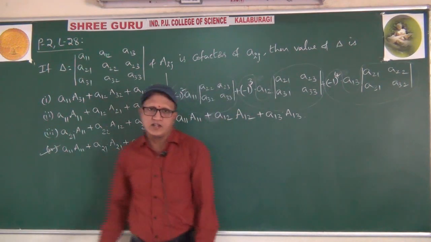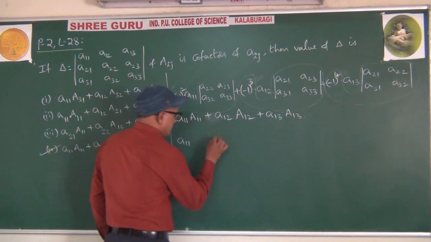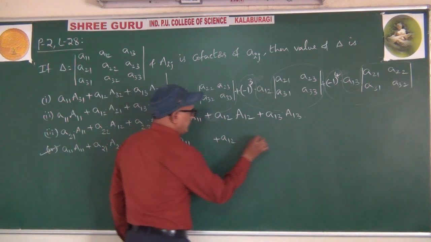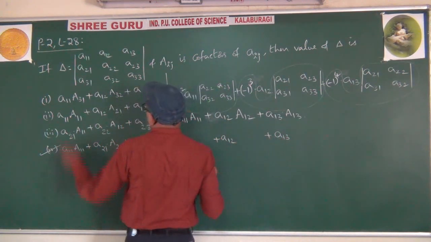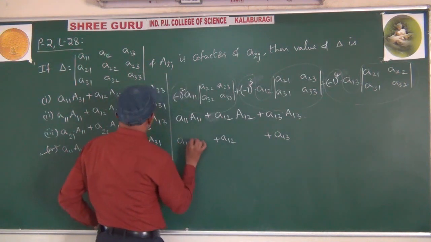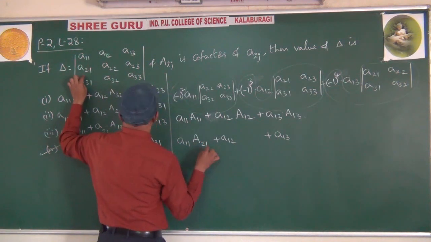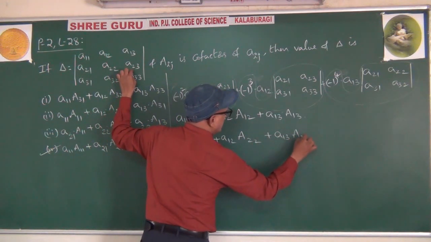Look here, very carefully. A11, A12, A13. This is the first row. Cofactors of the second row you have taken, for example, capital A21, capital A22, capital A23.